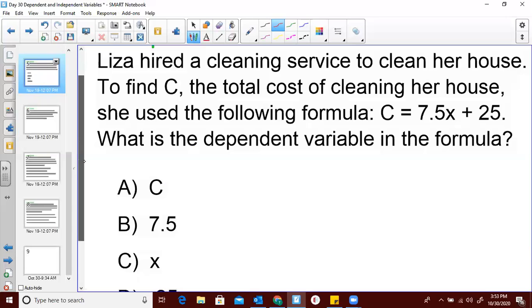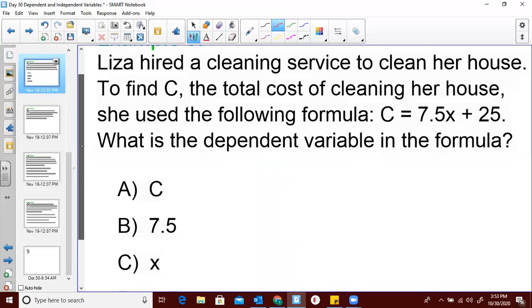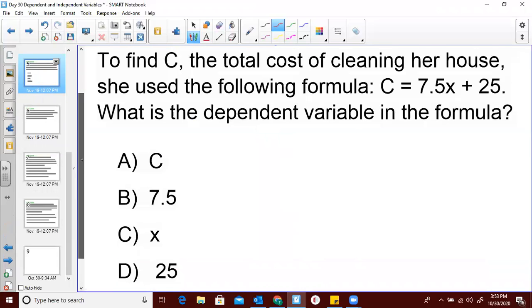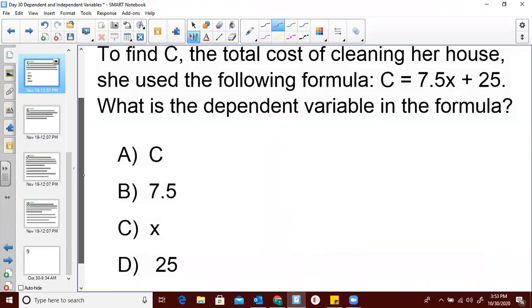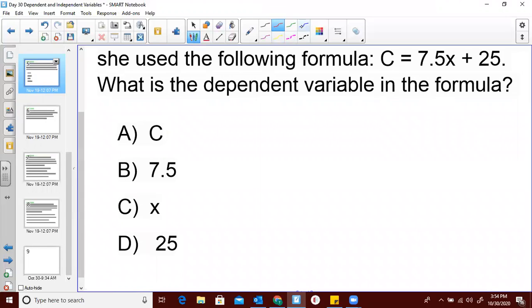All right, and you'll see questions like this too. Lisa hired a cleaning service to clean her house. To find C, the total cost of cleaning her house, she used the following formula. C equals 7.5x plus 25. What is the dependent variable in the formula? Notice I'm not scrolling back up to read that again. I don't need it. It's asking me, what is my dependent variable? So I just need to look at this.